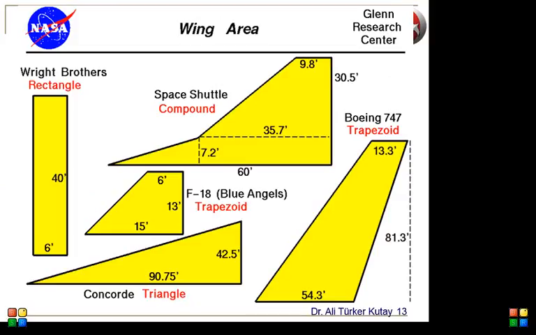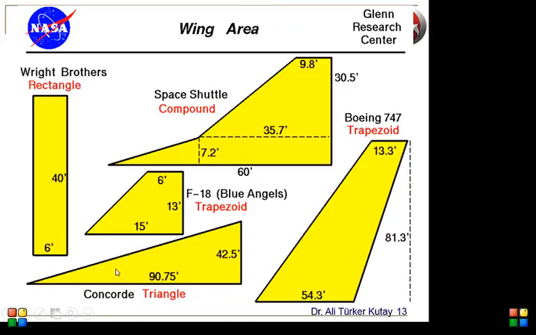On this diagram, you see some sample wing planforms. These are not scaled properly. So this is the wing planform of the Wright brothers aircraft. As you see, it's just a rectangle. This is the F-18 aircraft. It is a trapezoid.